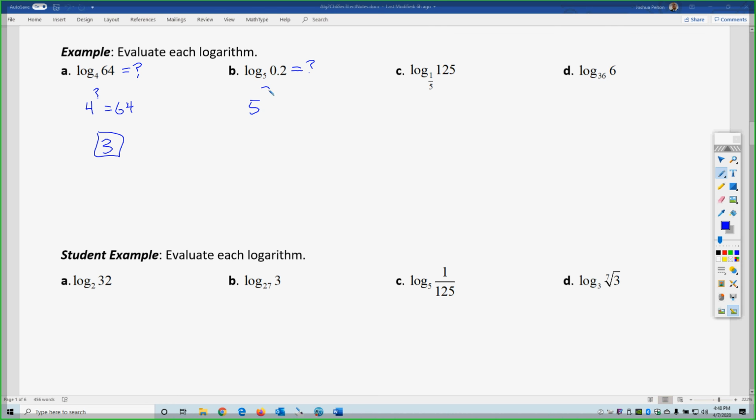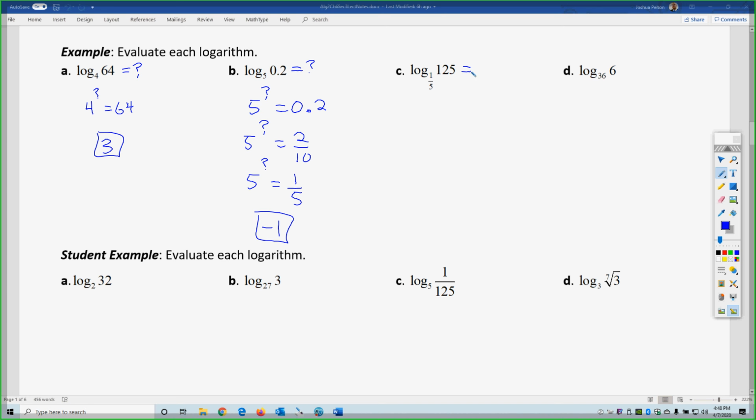Okay, well, this one equals something also. So 5 to some power equals 0.2. Okay, well, 0.2 is 2/10, right? That's 1 decimal place, which is tenths, right? So 5 to what power is really 1/5. So I need to flip it over, but how do you flip it over? You need a negative exponent for the question mark.